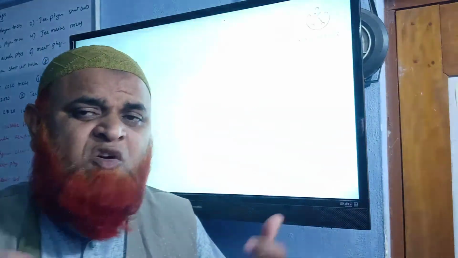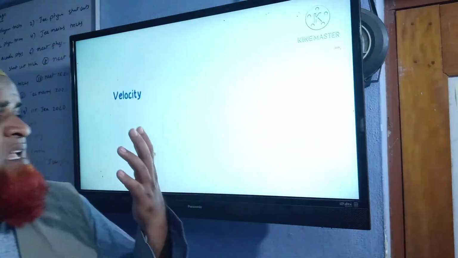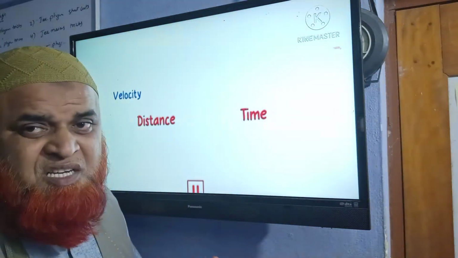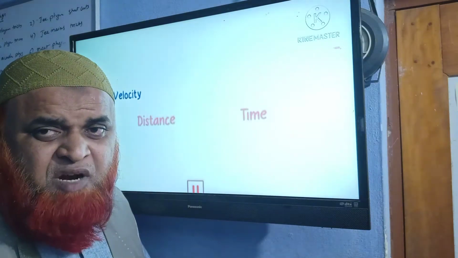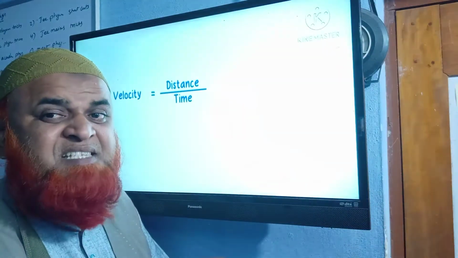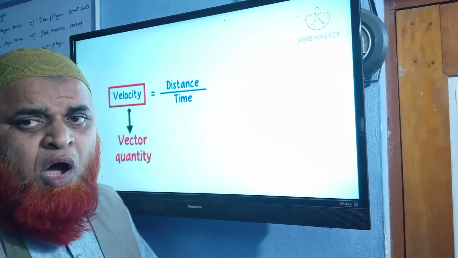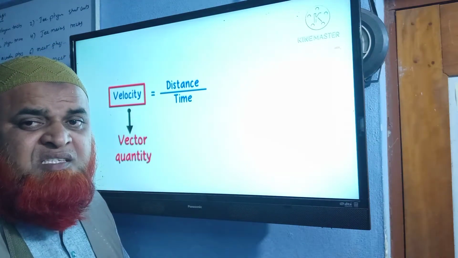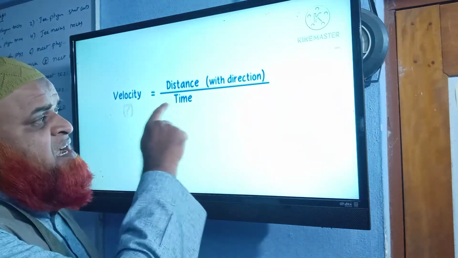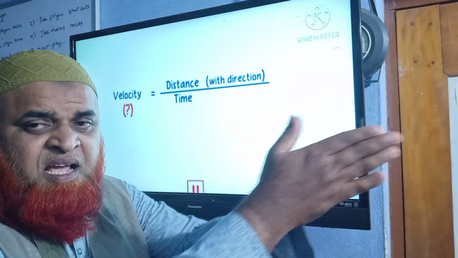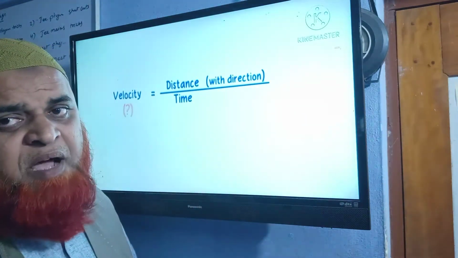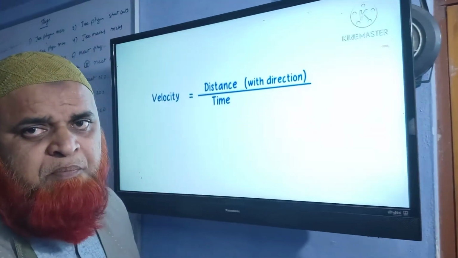If the velocity is constant, it is called uniform velocity. Then you need to understand some of the terms here. So what do you mean by velocity? Velocity is nothing but distance in a particular direction, or it can also be called displacement by time. You all know very well that velocity is a vector quantity. So it is distance in a particular direction, displacement by time, or it can also be called distance by time. It's a very simple and easy topic.